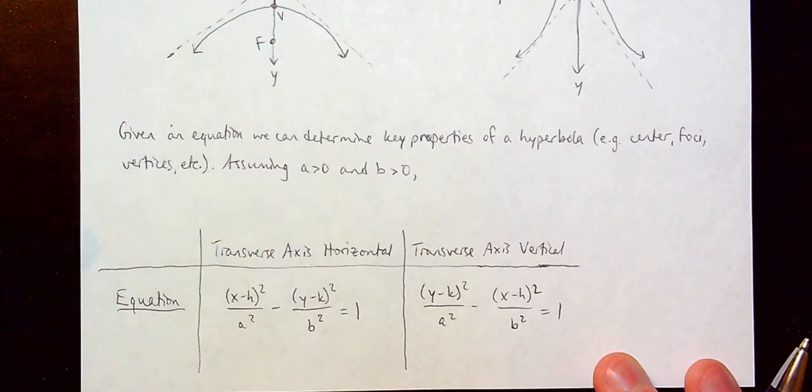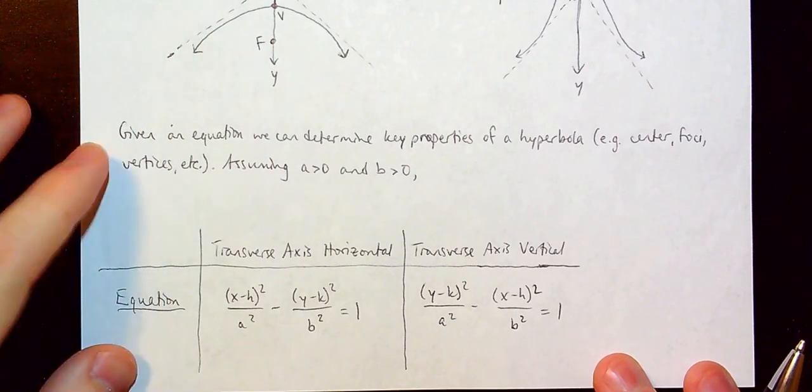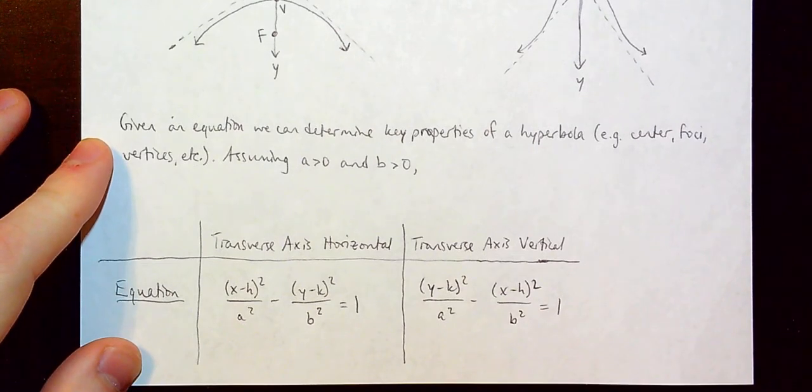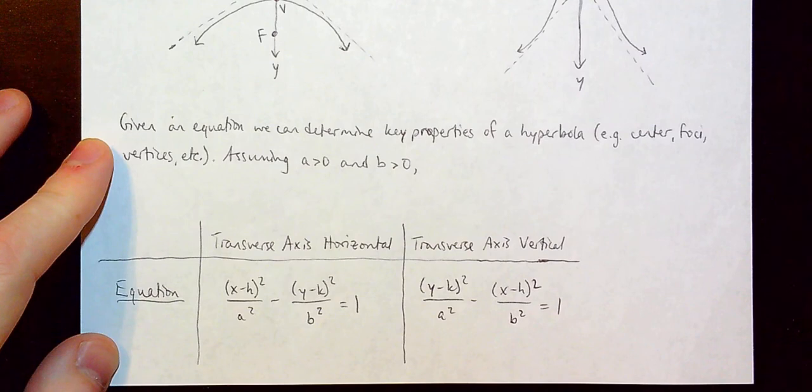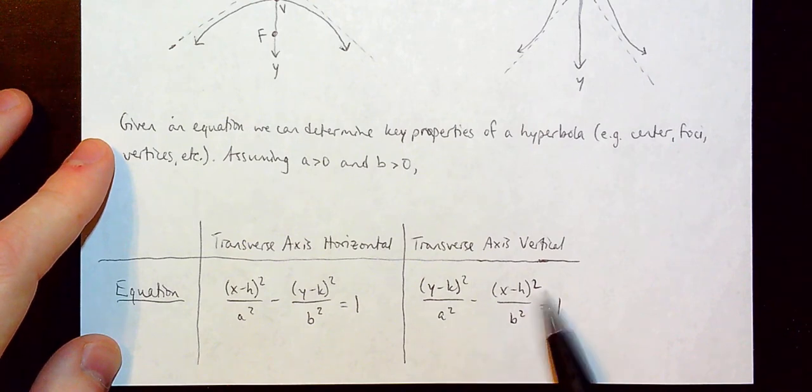So, assuming a and b are both positive quantities, we have a little bit of a difference in the equation for our hyperbola based on whether the transverse axis is vertical or horizontal. If it's horizontal, it's of the form (x minus h) squared over a squared minus (y minus k) squared over b squared is equal to 1. If the transverse axis is vertical, it's (y minus k) squared over a squared minus (x minus h) squared over b squared is equal to 1.